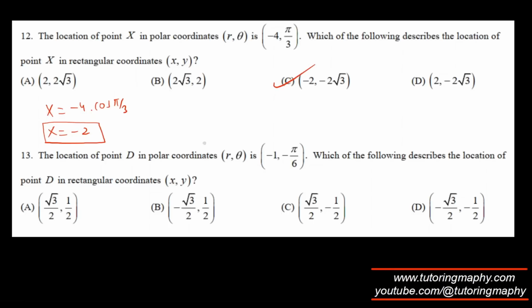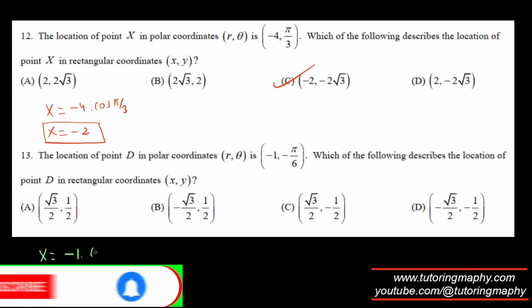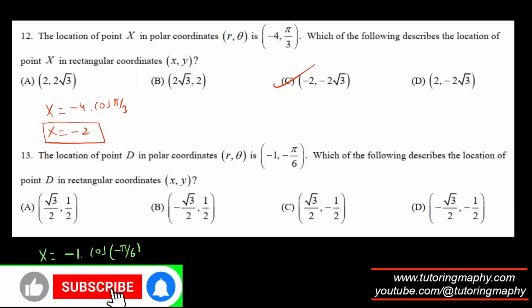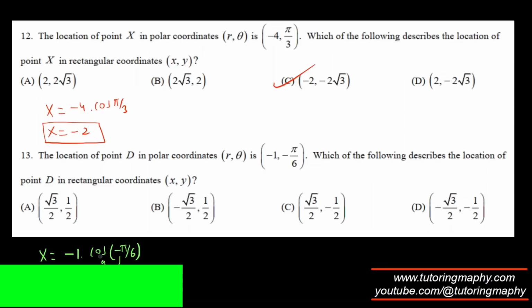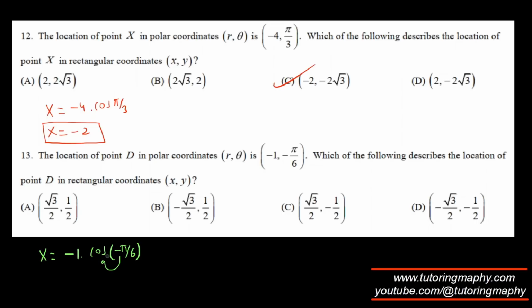And actually the only option with x coordinate negative 2 is option C. So just going to mark that. Okay. The next one is x is equal to r cos theta, which is negative 1 times cos of negative pi over 6. See, negative sign doesn't really change cosine, right? That's just an even function. So it digests the negative sign. So it's as good as cos pi over 6, which is root 3 over 2. So that's going to be negative root 3 over 2, which is option B or D.